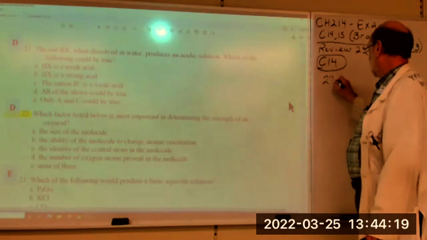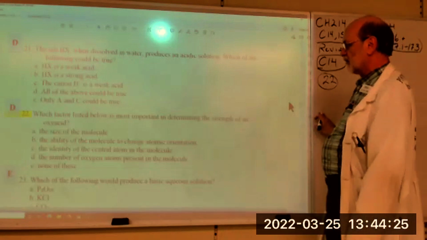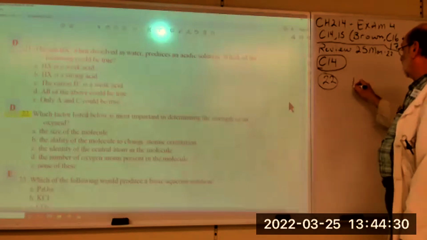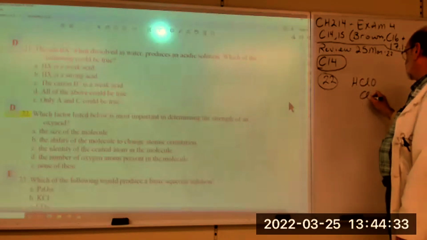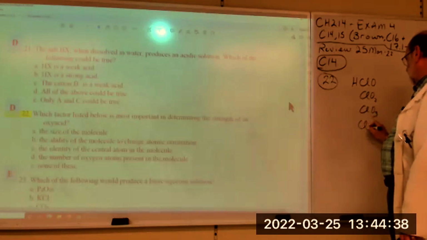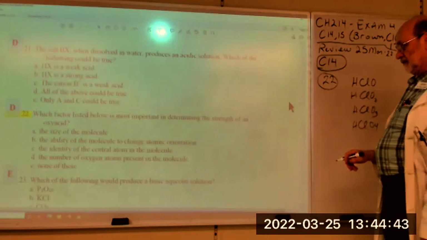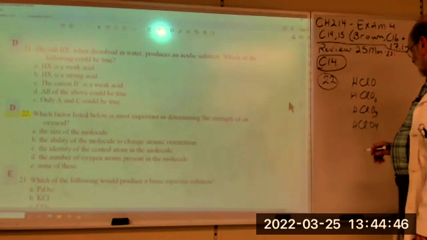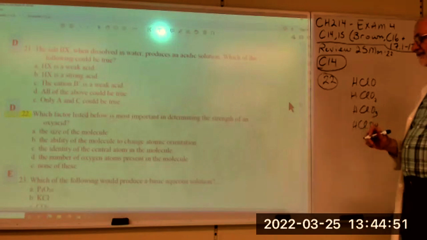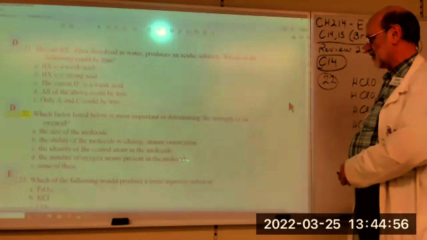22. Which factor listed below is most important in determining the strength of an oxyacid? Oxyacid. Okay, something like HClO, ClO2, ClO3, ClO4. The strength of an oxyacid. What determines the strength of an oxyacid? The number of oxygens. That's pretty straightforward. Number of oxygen atoms in the molecule.